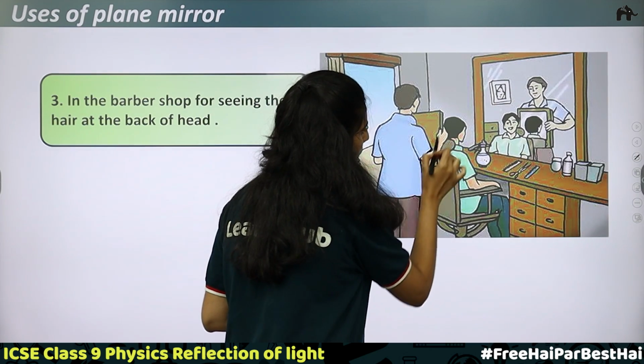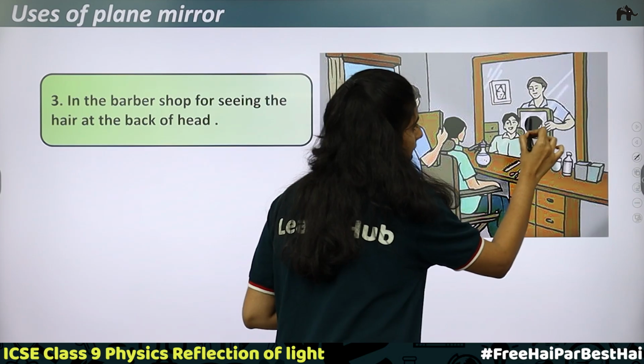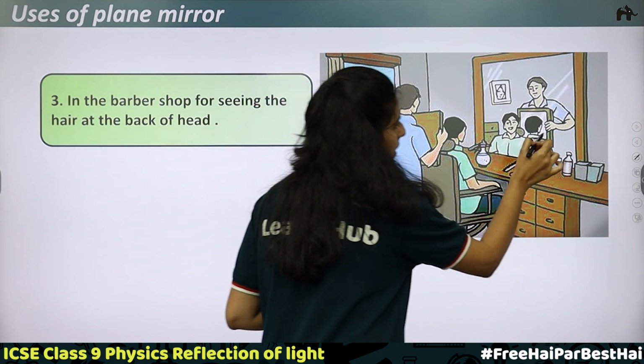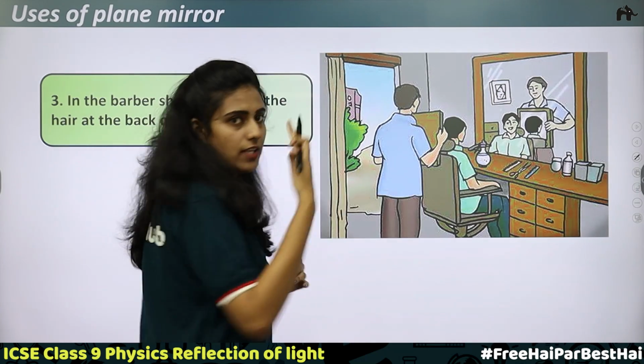Okay, you can see the barber is holding a mirror behind him. Now he is able to see the image of his back side here. So you can even try this yourself. Take a mirror and go stand in front of another mirror.